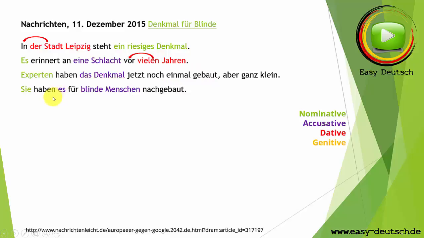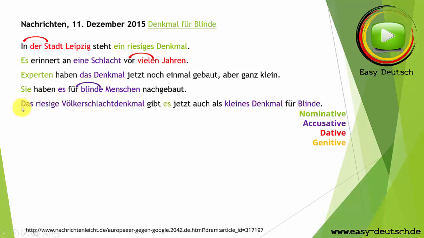Nächster Satz, next sentence. Sie haben es für blinde Menschen nachgebaut. They rebuilt it for blind people. Sie is the subject, so obviously nominative case. Es is the direct object, the one that's acted upon. So accusative case, and blinde Menschen is accusative case due to the preposition für in front. Everything that follows für is always accusative case.